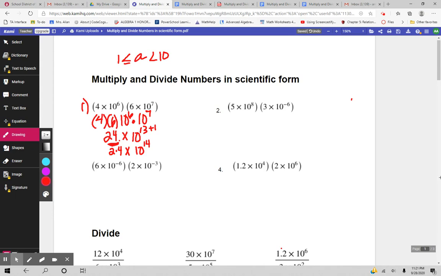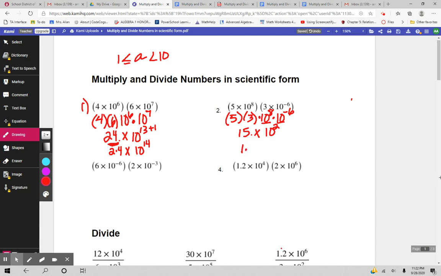All right, let's try the next one. So we can rearrange them, change the order around because this is a multiplication problem. Multiplication is commutative. So this means the same thing as that. 5 times 3 is 15 times 10, keep the base 10, and add the exponents, and we'll have 2. But this is not scientific form because 15 doesn't fit this definition of A. We need to move the decimal from here and put it right here.